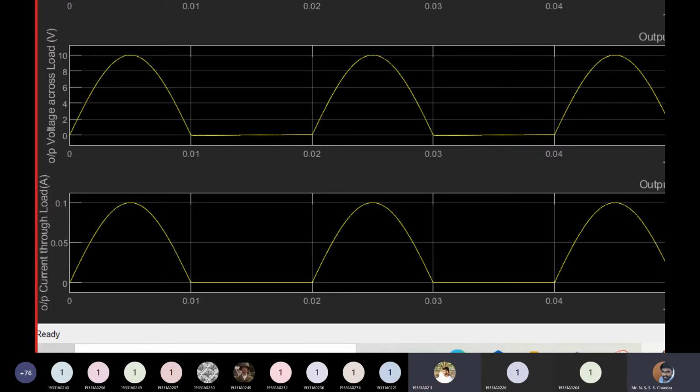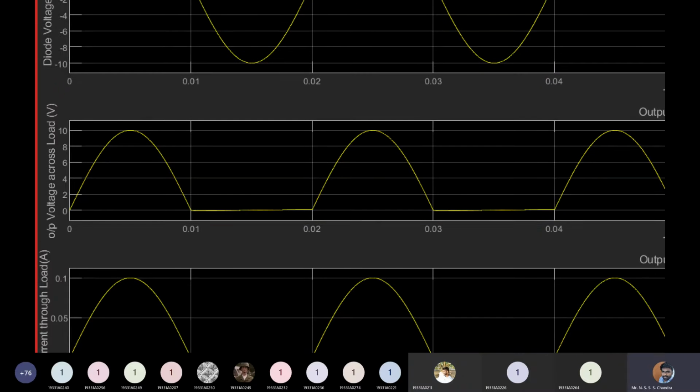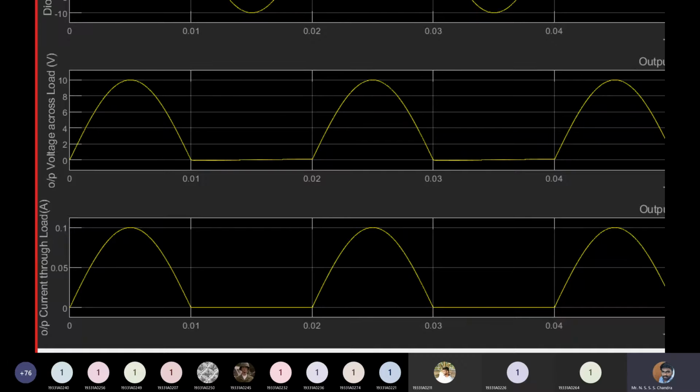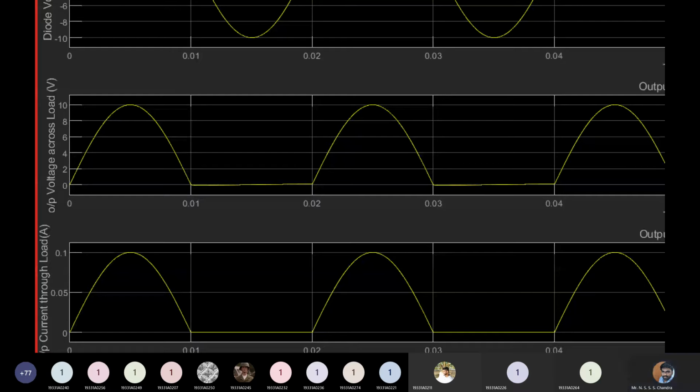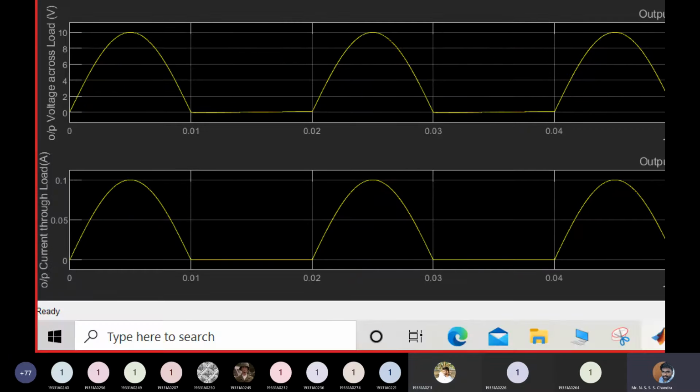0.1 by root 2? It is not going to be so, either for the voltage or for the current. It is not going to be 0.1 by root 2. For the voltage, it is a half-wave rectified output. It is not sinusoidal, where you can directly divide by root 2. So the RMS value will be equal to 10 volts by 2, that is 5 volts. Again, for the current, it will be 0.1 by 2, that is 0.05.